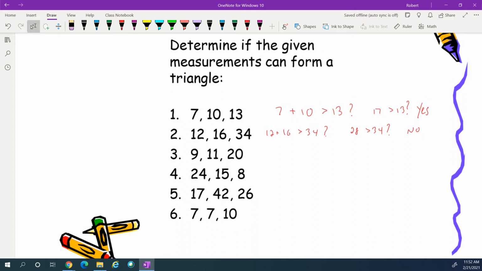Remember, we're asked to determine if the measurements can form a triangle. The sum of the two smaller sides has to be greater than the longest. 9 plus 11, is that greater than 20? Well, is 20 greater than 20? No. The sum of the two smaller is what we're testing. Is 23 greater than 24? Again, that's a no.